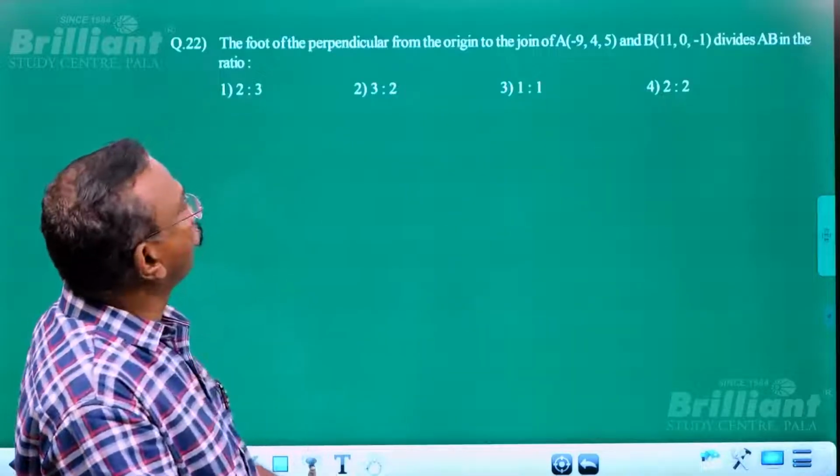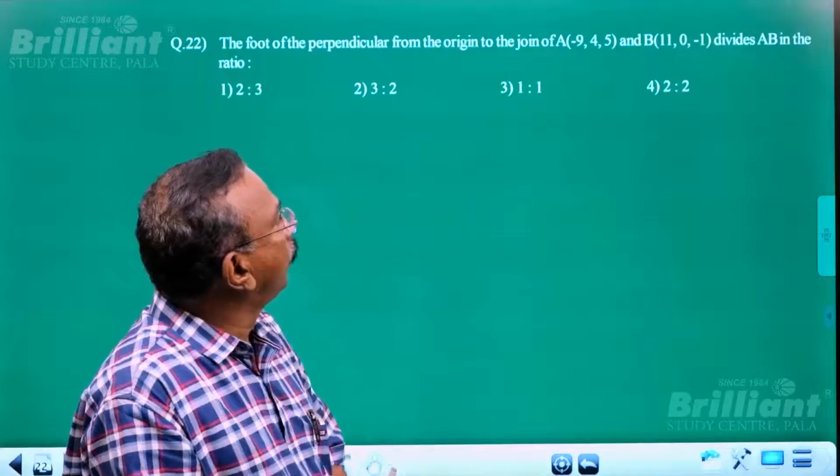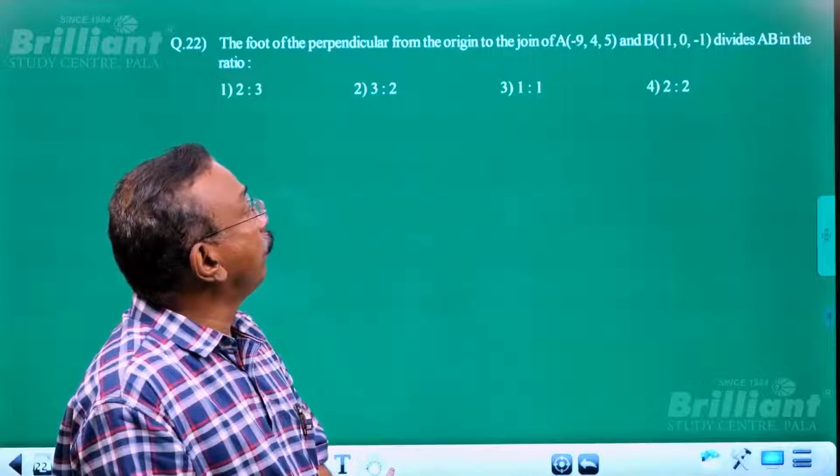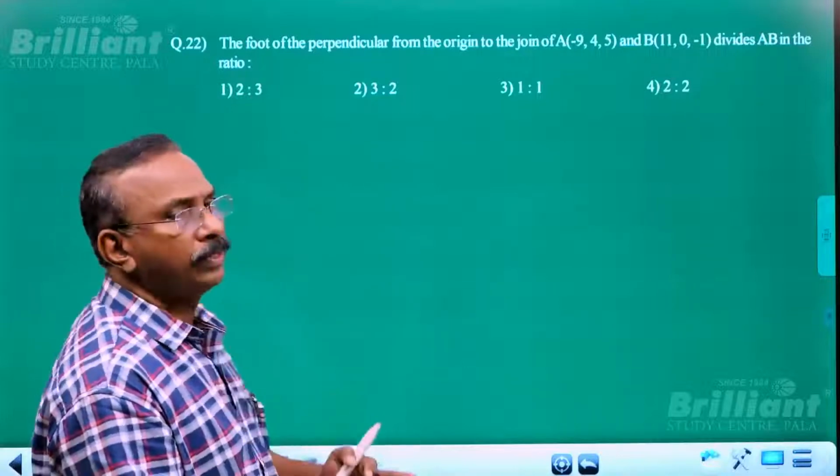The foot of the perpendicular from the origin to the line joining A (-3, 4, 5) and B (11, 0, -1) divides AB in the ratio what? It's a very nice problem.